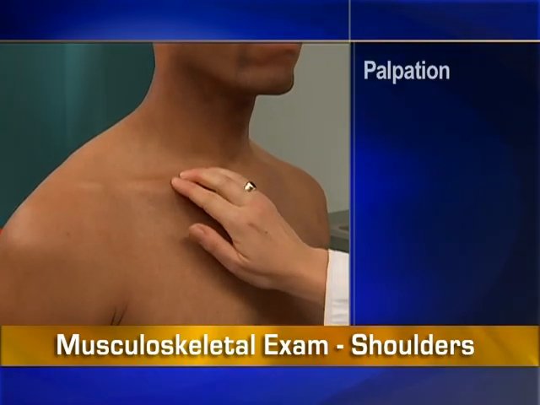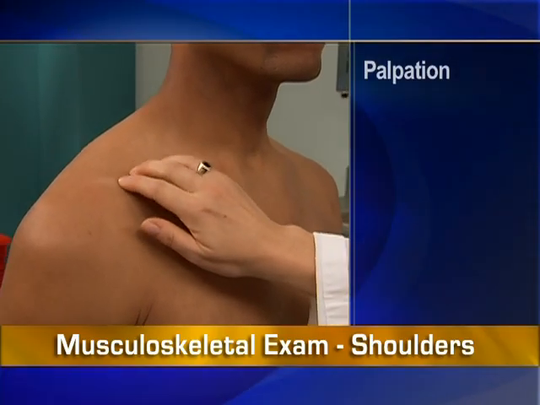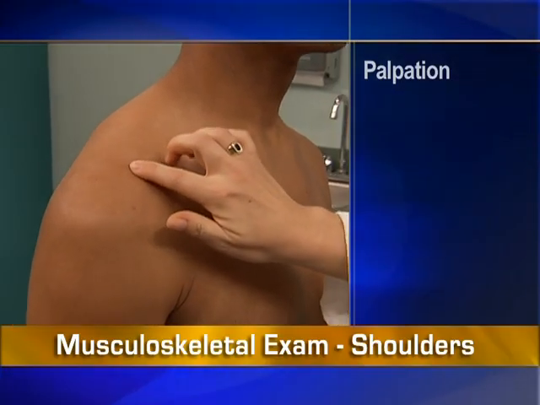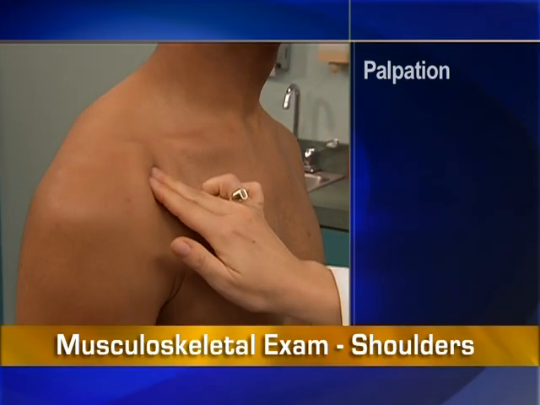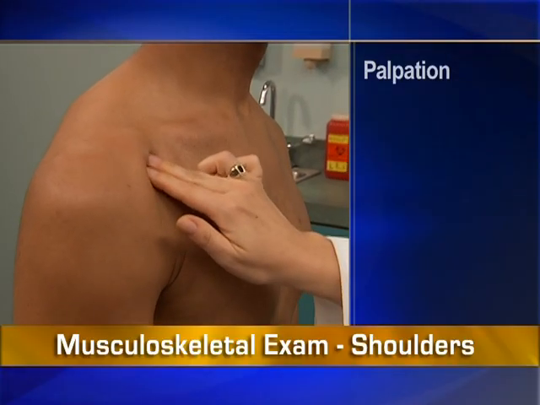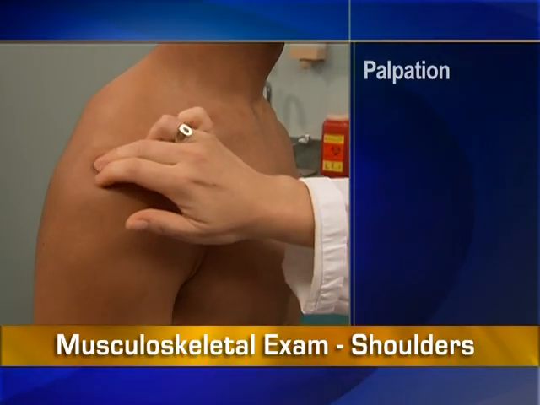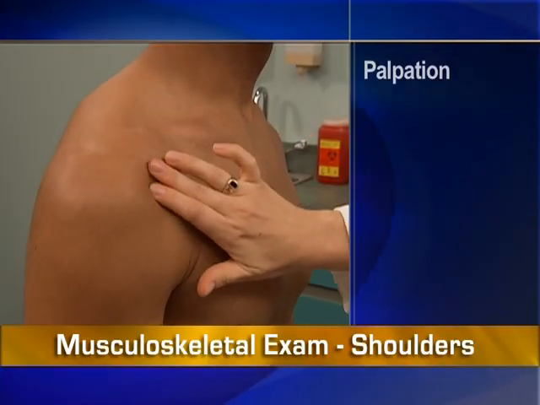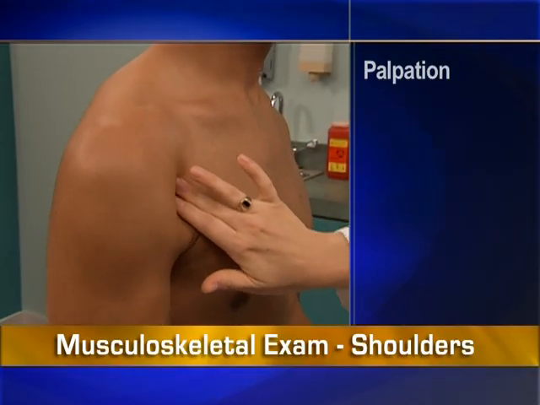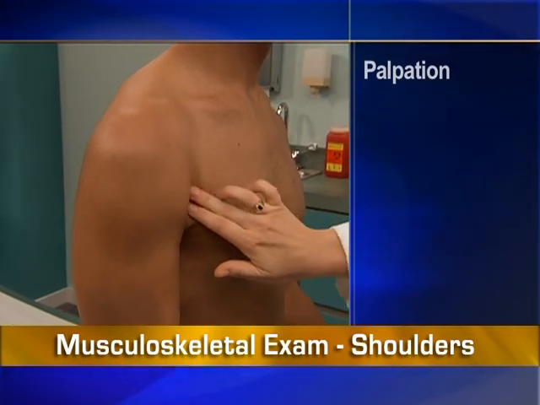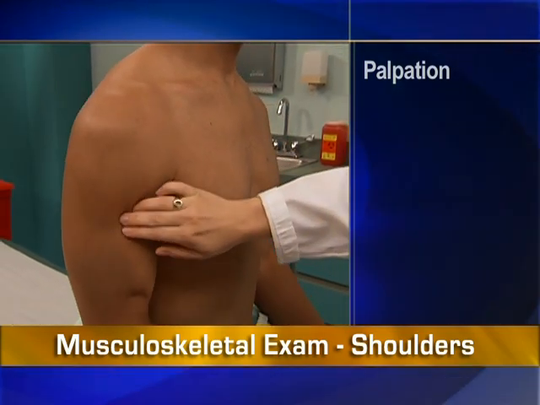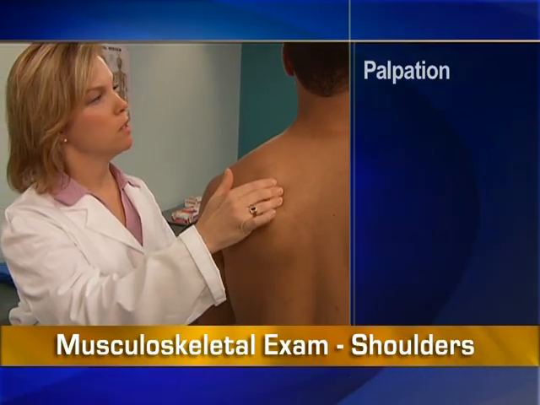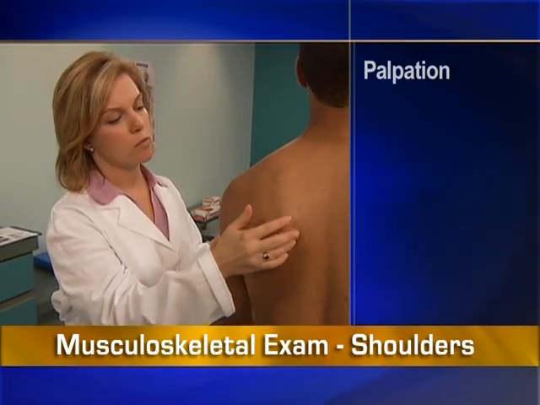Next, palpate both shoulders, starting at the clavicle. Explore the acromioclavicular joint, subacromial bursa, greater tubercle of the humerus, glenohumeral joint, biceps groove, and scapula. You should detect no muscle spasm, atrophy, swelling, heat, or tenderness.